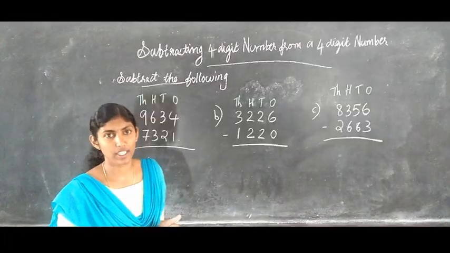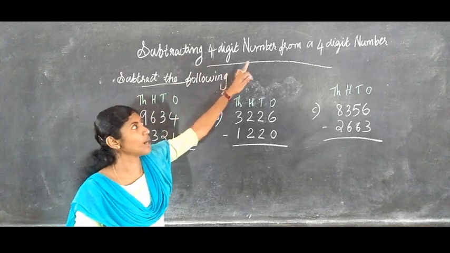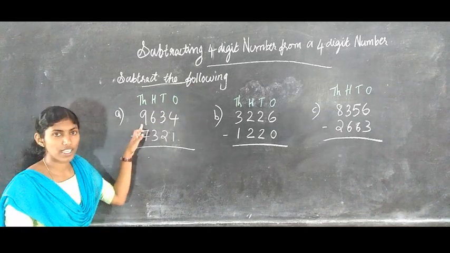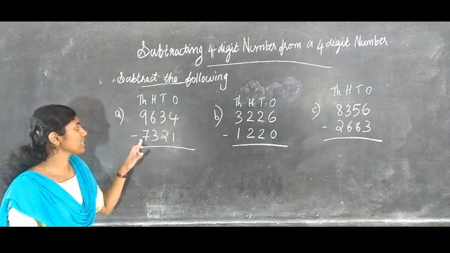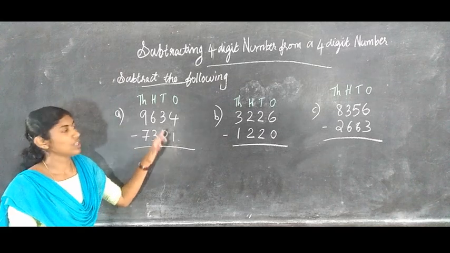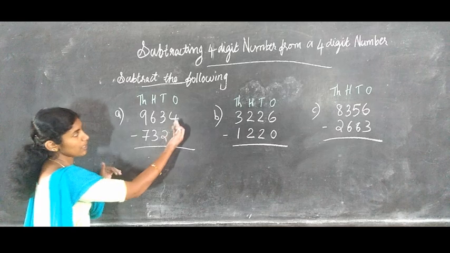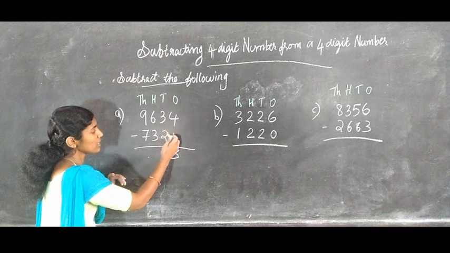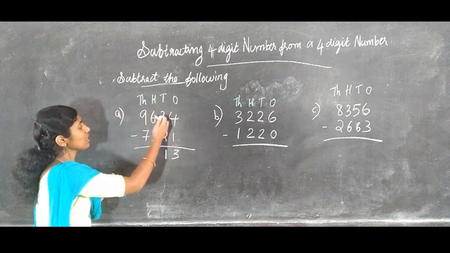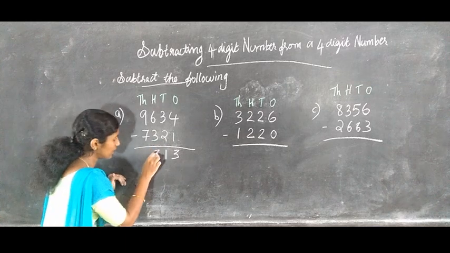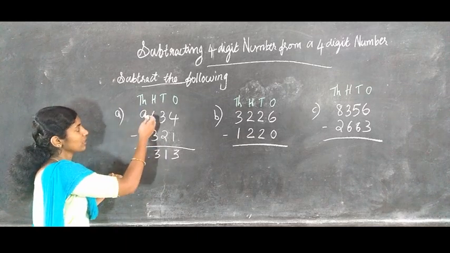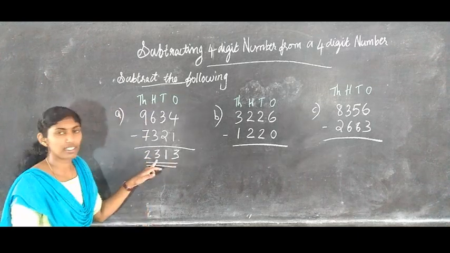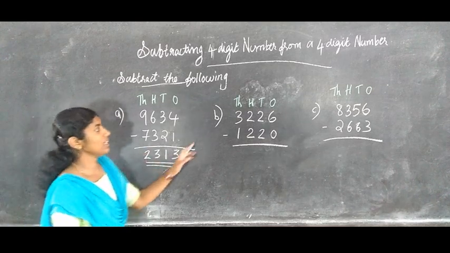And children, moving to next topic, that is subtracting 4-digit number from a 4-digit number. Then questions. Subtract the following. A. 9634 minus 7321. So we have to subtract these numbers. First we have to subtract the ones. That is 4 minus 1, 3. Then subtract the tens. 3 minus 2, 1. Subtract the hundreds. 6 minus 3, 3. Then subtract the thousands. That means 9 minus 7, 2. Therefore 2313 is the answer.